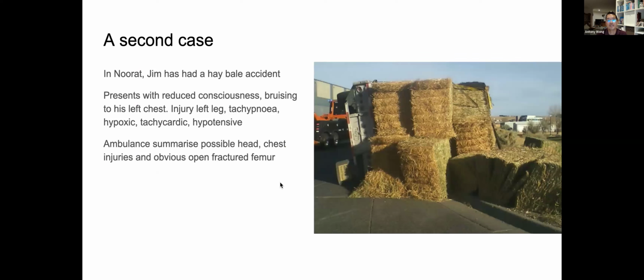Okay, we have a second case now. That's how we go. We're going for time. Spot on. In Nurut, Jim has had a hay bale accident. This has all fallen over him. So we have a case of a multi-trauma. Presents with reduced consciousness, bruising to his left chest, injury to the left leg, tachypnea, hypoxic, tachycardic, hypotensive. Lots of bad things are happening to poor old Jim. The ambulance are on their way and they summarise possible head, chest injuries and an obvious open fractured femur.